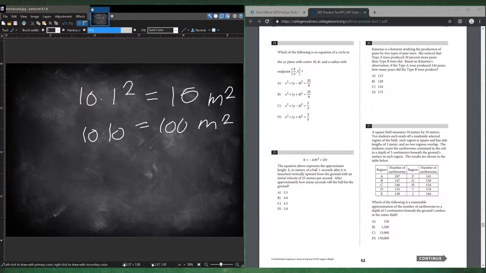So the number of earthworms, we just have to add up from A to J, is 107 plus 147 plus 146 plus 135, 149, 141, 150, 154, 176, and 166. So that's about 1,471, multiply that by 10, so you get 14,710. So the closest number is C. So the answer is C.